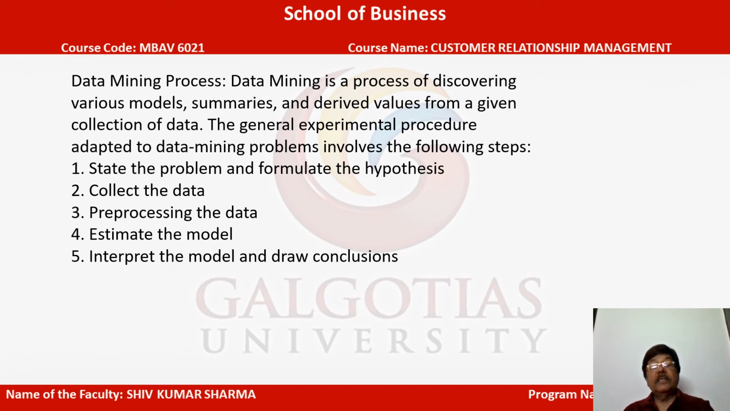The data mining process has certain steps. Data mining is a process of discovering various models, summaries, and derived values from a given collection of data. The general experimental procedure adapted to data mining problems involves the following steps. State the problem and formulate the hypothesis. Collect the data. Pre-process the data. Estimate the model, interpret the model and draw conclusions.